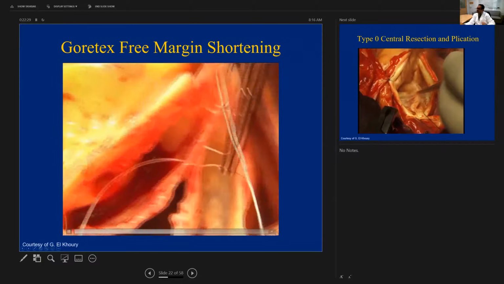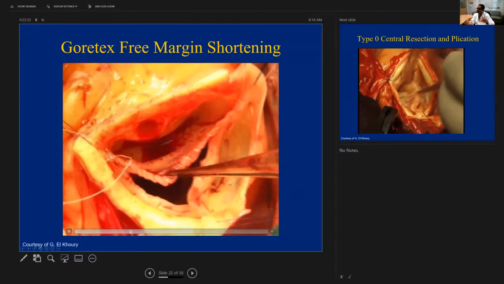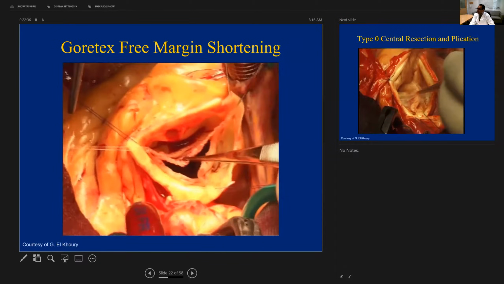You can see we're actually tightening on either side of the Gore-Tex to bring up the leaflet right up, so we can avoid billowing and improve the coaptation zone above the annular plane.